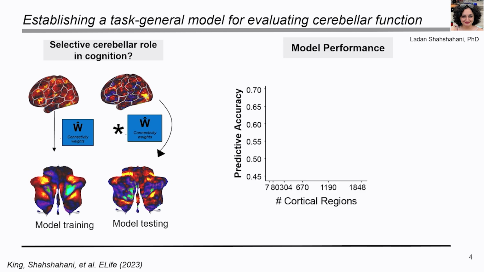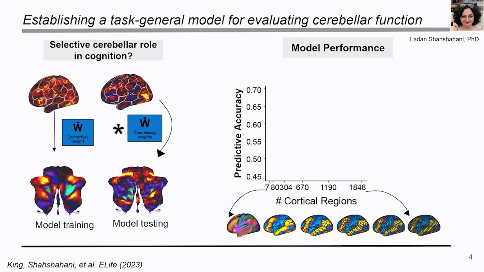And so to do this, we trained a bunch of different models, each at different levels of granularity. So from coarse granularity, 7 different networks, up to many thousand different regions. And we did this for random tessellations of the cortex, but also we did this for many functional parcellations of the cortex, which I'm not showing here. And then we wanted to vary the sparsity of the model, so how many cortical inputs we were allowing in to predict what was going on in the cerebellum.